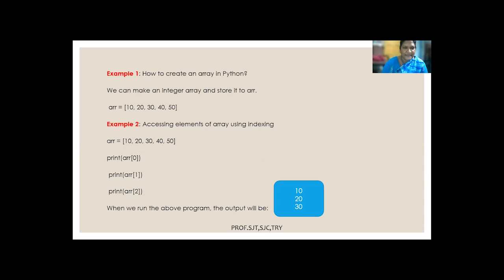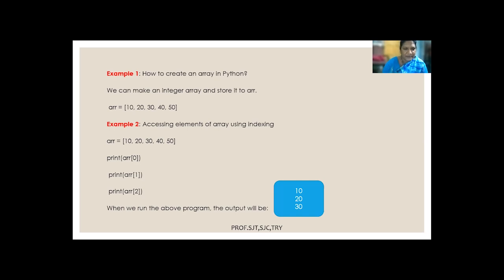Let us move on to that example. Example 1, how to create an array in Python. This is the first step while creating an array in Python. We can make an integer array and store it in array: 10, 20, 30, 40, 50. This is a simple method.